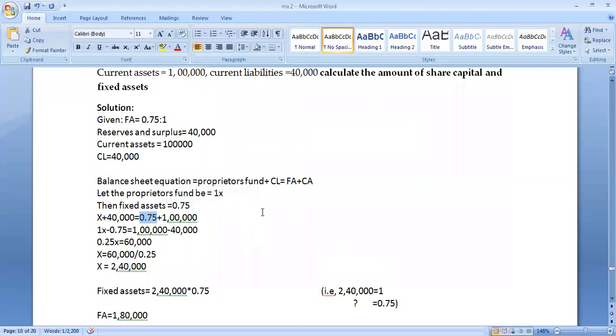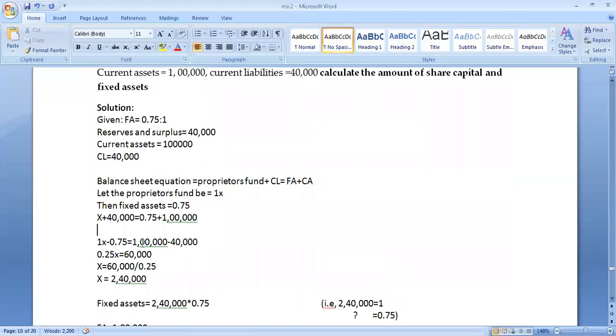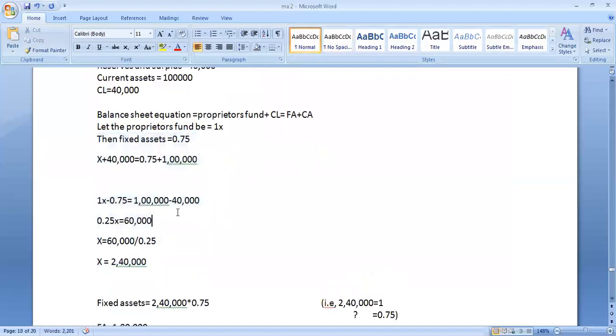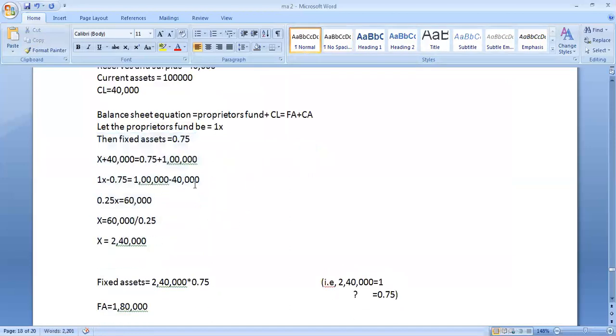See here, which are the things you need to calculate? Proprietor's fund you have to calculate and the fixed assets you have to calculate, because those two pieces of information are in the ratios. Okay, plus 1 lakh. Now replace the value. This is 1X minus 0.75X which equals 1 lakh minus 40,000. Clear? So 1 lakh minus 40,000 will be the value. So now 1 minus 0.75 gives you 0.25X which is equal to 60,000.